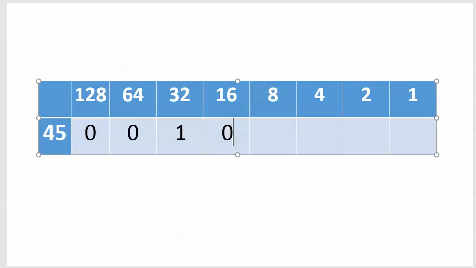No, I can't. So I'm going to put a 0 there. Can I subtract 8 from my current remainder, which is 13? Sure I can. So I'm going to put a 1 there, and then 13 minus 8 equals 5. Can I subtract 4 from 5? Sure I can. So I'm going to put a 1 there. Now I subtract 4 from 5, and that leaves 1. I can't subtract 2 from 1, so I put a 0 there. I can subtract 1 from 1, and that's it. And you'll also know here at the end, I have a remainder of 0. You've always got to have that.